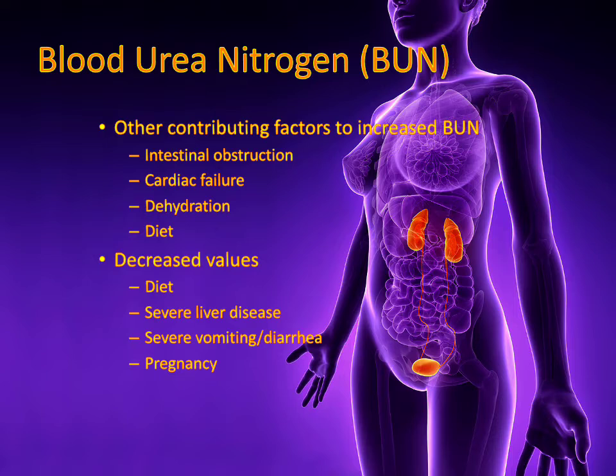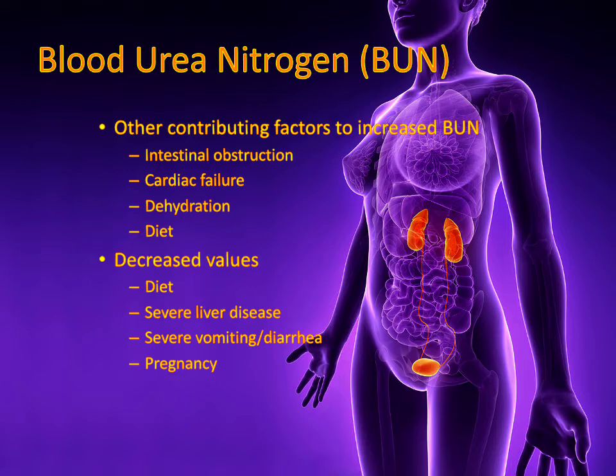Other contributing factors that can cause an increased BUN include intestinal obstruction due to increased absorption, cardiac failure due to decreased blood flow through the kidneys resulting in low glomerular filtration, dehydration causing more urea to be reabsorbed in the medulla to help concentrate the urine and conserve water, and diet if there is a higher protein and/or nucleic acid intake.